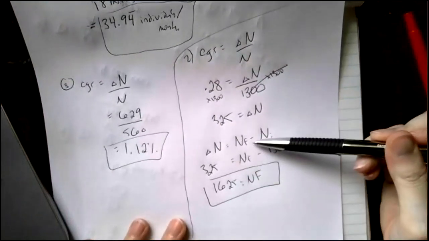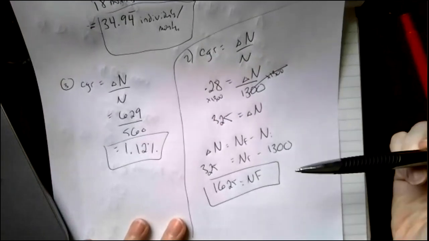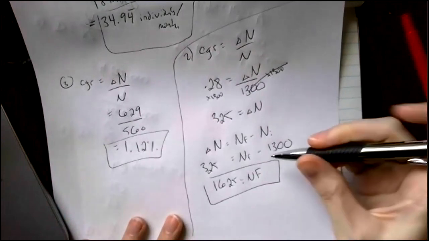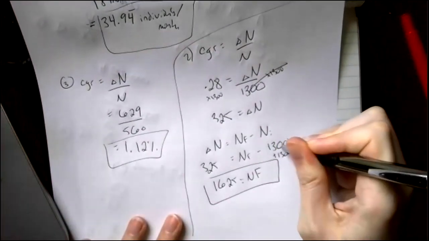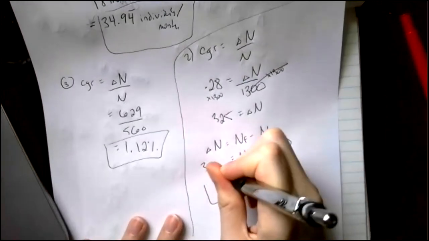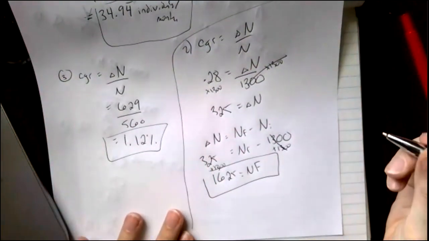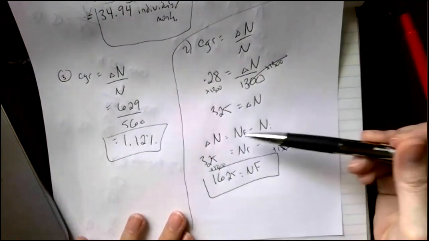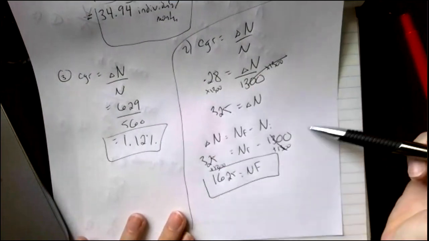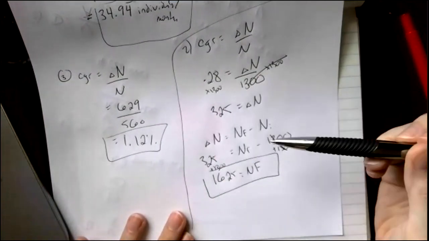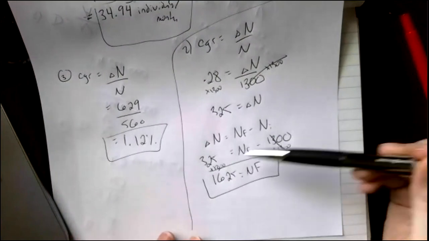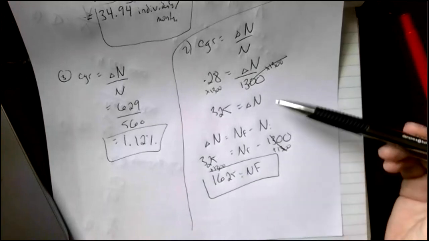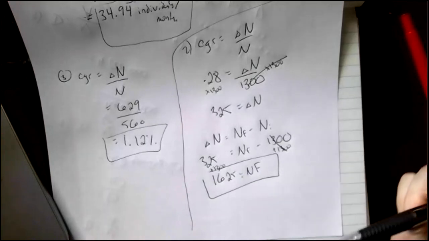Now remember, delta N is your final minus initial as far as the population goes. We know that the initial population was 1,300, so I can isolate my final population by just adding 1,300 to the 325, and you should get 1,625. Now, many of you won't actually use this formula to do this part of the problem. Many of you will just automatically know that you can add the 1,300 to the amount that it's changed by. But yeah, this is the actual formula for it, but either way is fine.